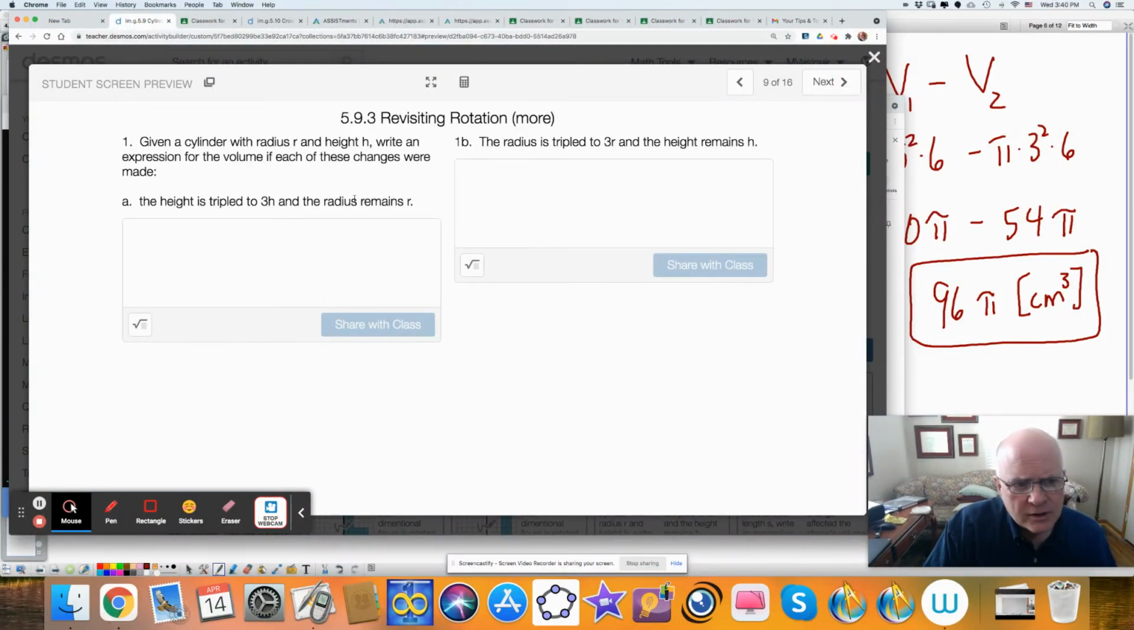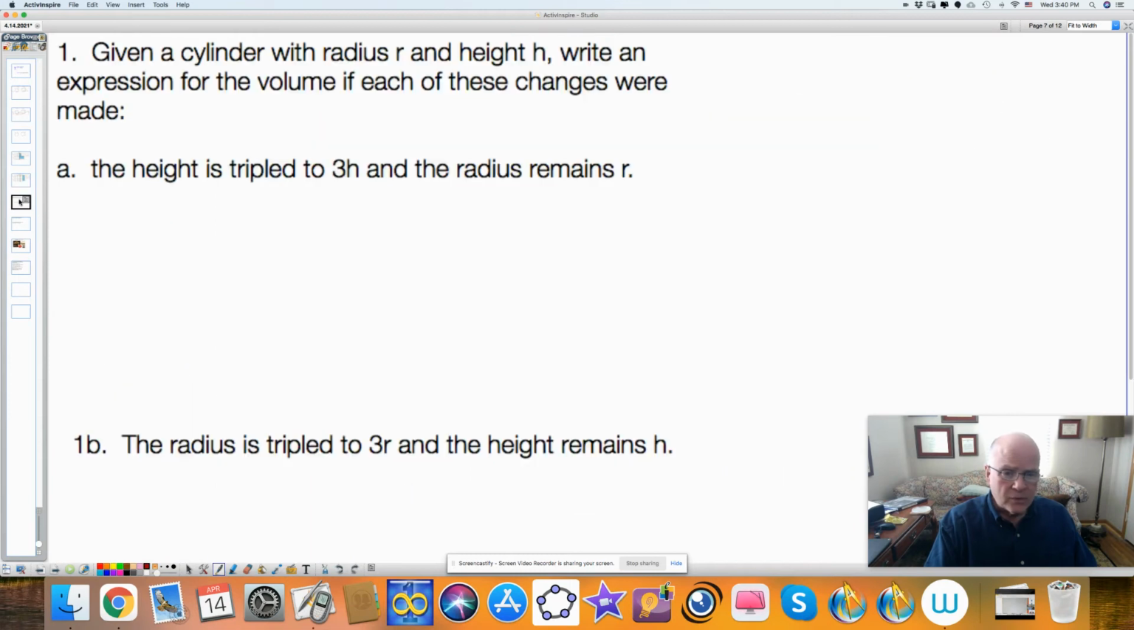And here's a question. Given a cylinder with a radius of r and a height of h, write an expression for the volume. If each of these changes were made, if the height was tripled to be 3 times the height, if the radius is tripled to be 3 times the radius. So let's do that. The original formula is the volume is equal to pi r squared times h. And in the first one, we're going to substitute h with 3h. We're going to scale this up by 3.